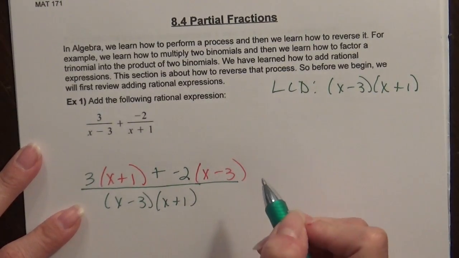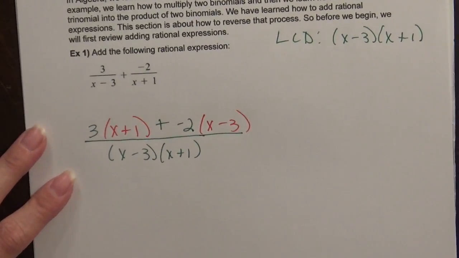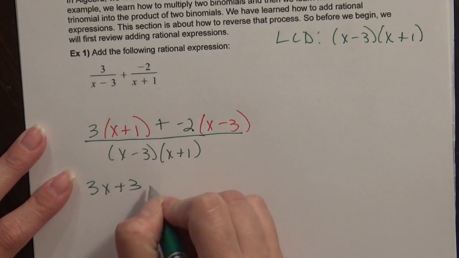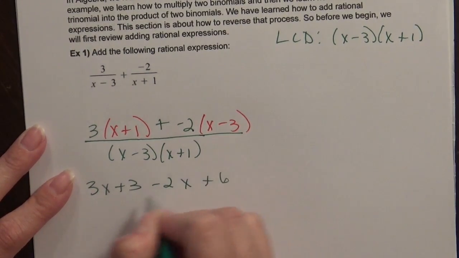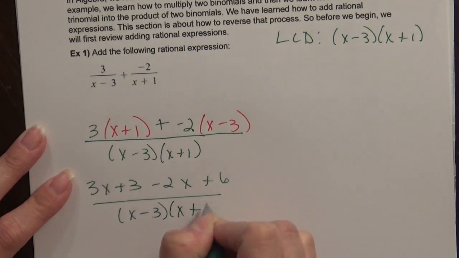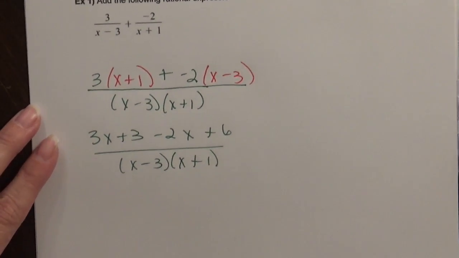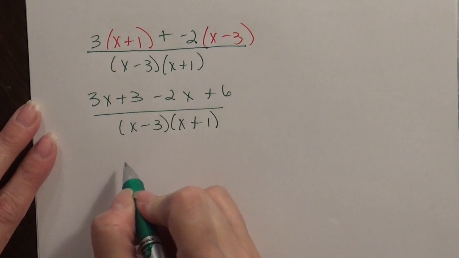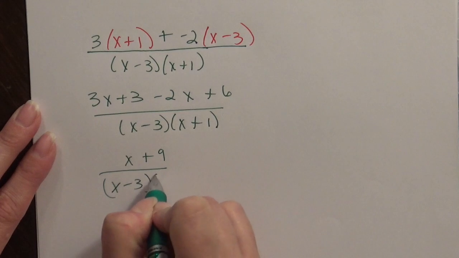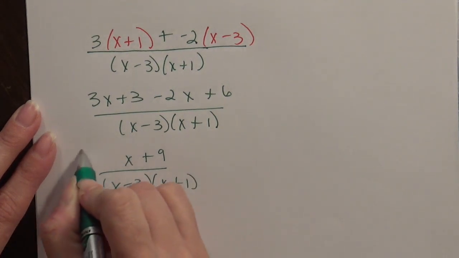Now I've got it into a single fraction. I just need to simplify, so I can distribute across the top. That gives me 3x plus 3 minus 2x plus 6. And I can combine like terms, so that's going to give me x plus 9 over x minus 3 times x plus 1. And that would be my answer.